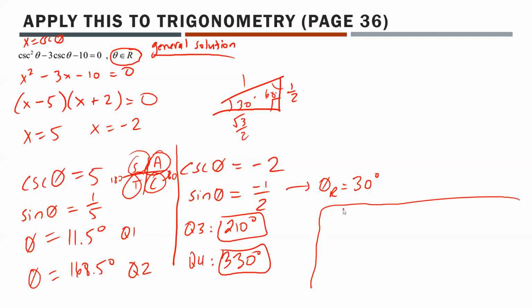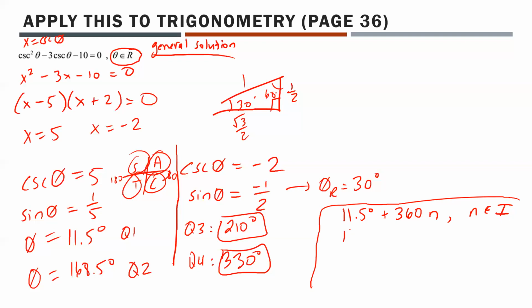I'll say our general solution would be 11.5 degrees plus 360 times n, where n is an element of the integers. This basically just means, in plain English, 11.5 degrees is your answer, plus any multiple of 360 degrees from then on. So either adding or subtracting, because n is an element of your integers, and integers are positive or negative whole numbers, right?